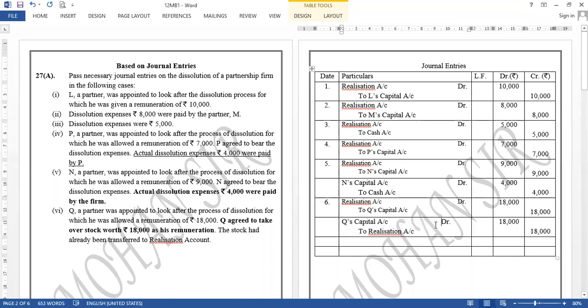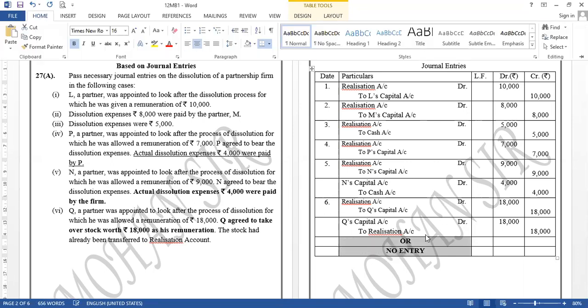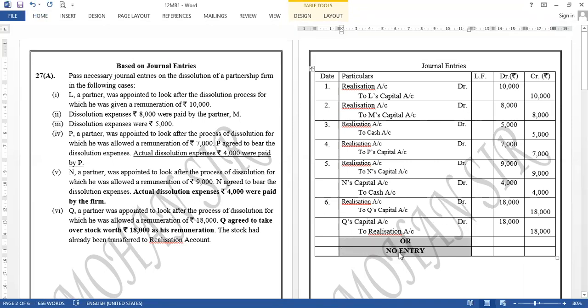But if you do not want to write the entry, since realization to Q, Q to realization doesn't make any sense to pass, you can write over there the answer as no entry. Both the answers are acceptable. Nothing will be wrong. So please take care, any of these two answers will do. Okay, so I'm done with this sum.